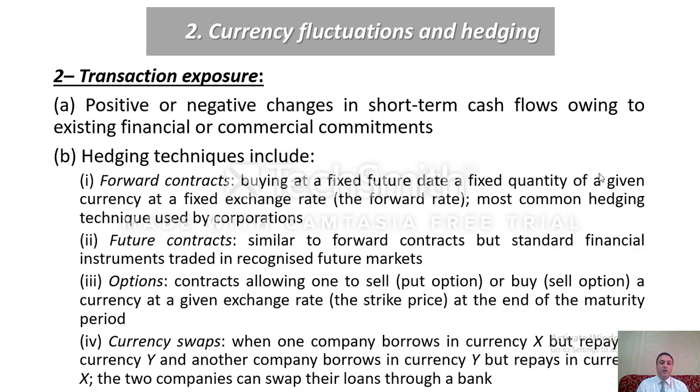Forward contracts are contracts by which you buy, at a fixed future date, a fixed quantity of a given currency at a fixed exchange rate. You buy a fixed quantity of currency at a fixed exchange rate, but for a fixed future date, which is called the forward rate, and it is the most common hedging technique used by corporations.